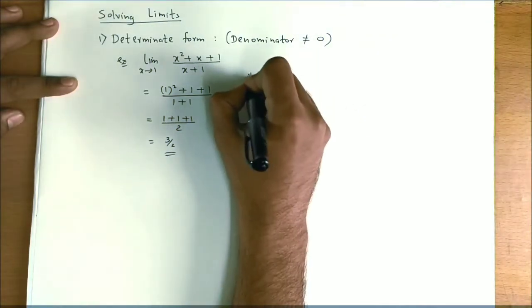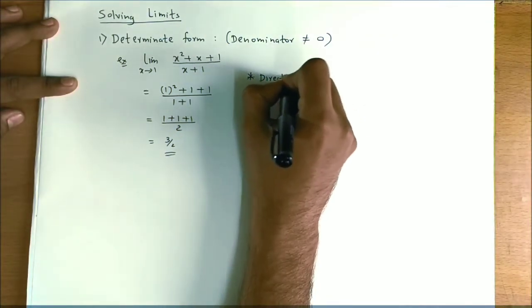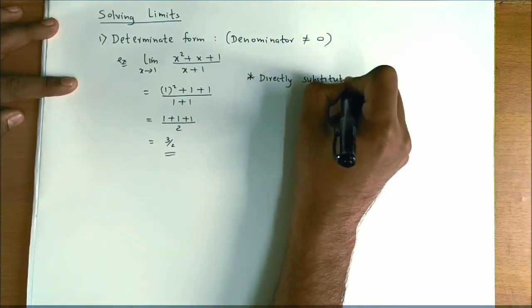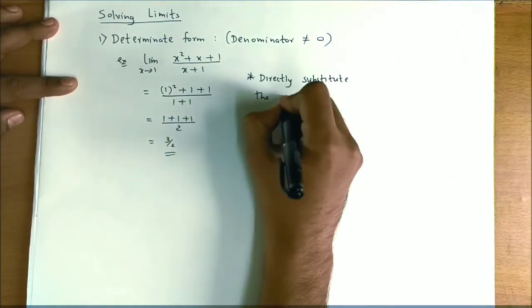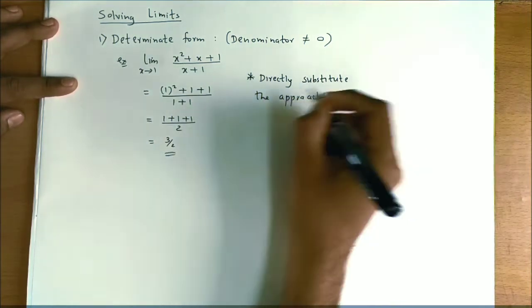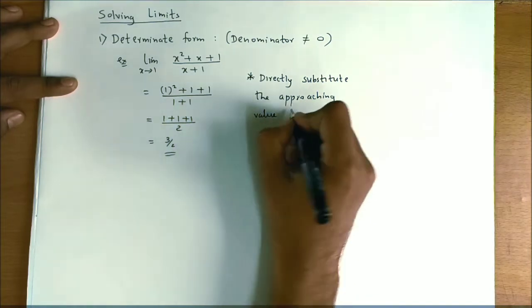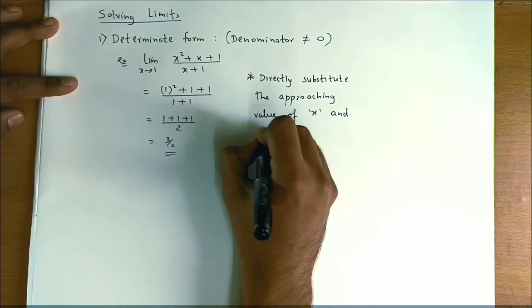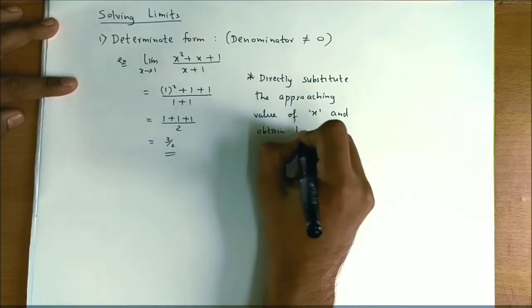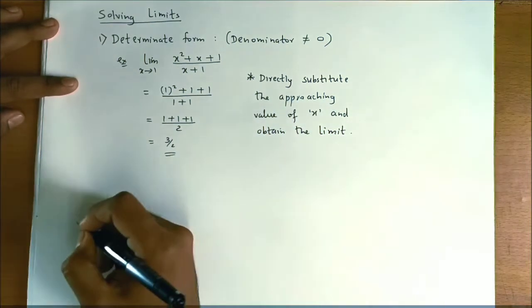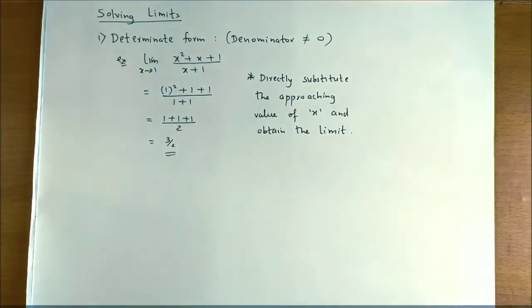So remember, whenever the denominator is not 0, you could directly substitute. Yes, I repeat, directly substitute. Substitute what? The approaching value of x. Yes, you can substitute the approaching value of x in the limit, and you obtain the limiting value. So directly substitute the approaching value of x and obtain the limit. Yes, so this was the determinate form. Now we proceed to the next form.